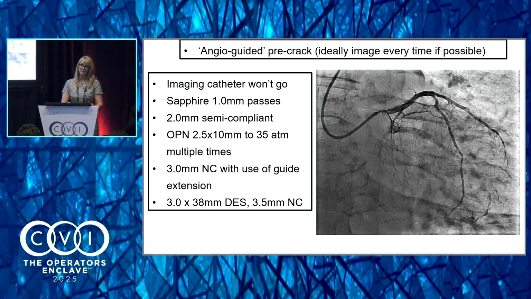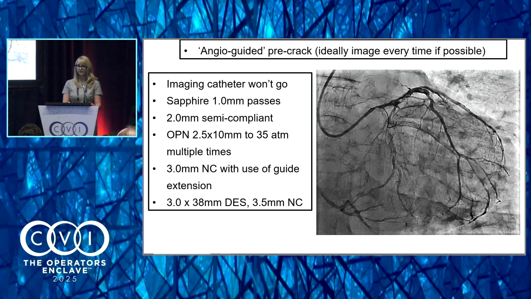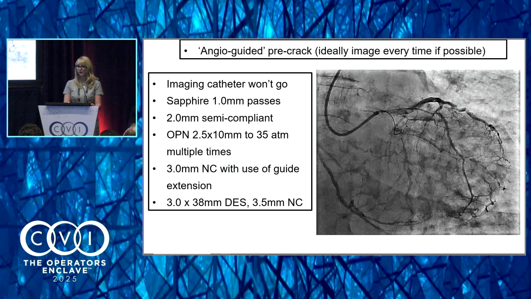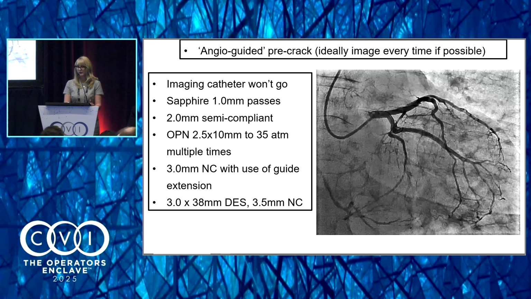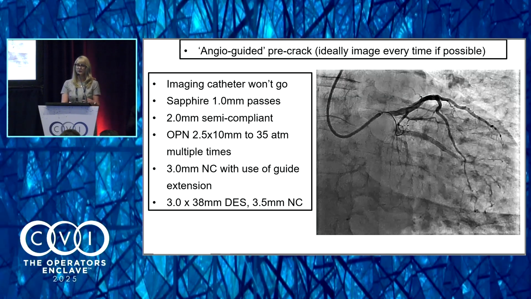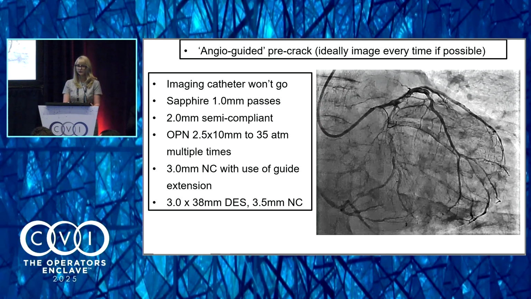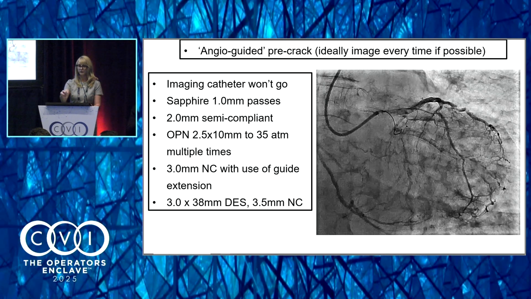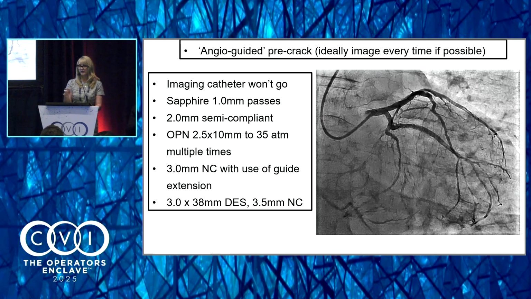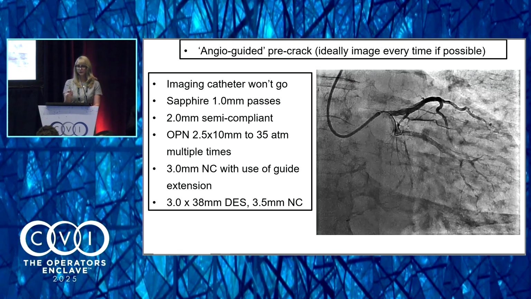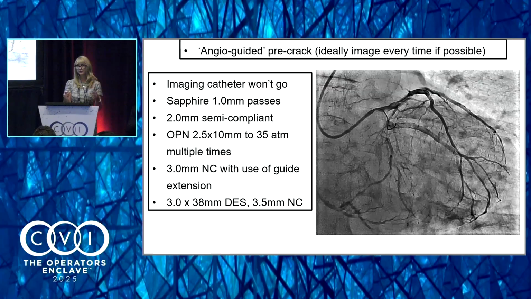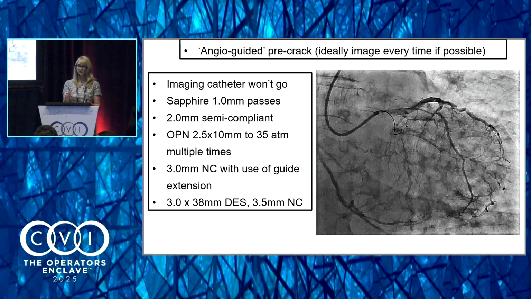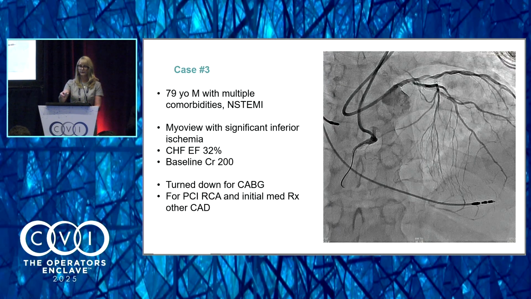Then I took a 2.5 OPN down. I inflated it to 35 atmospheres multiple times throughout the lesion. I was subsequently able to get larger NCs down, and with use of a deep-seated guide extension was able to deliver a drug-eluting stent with a reasonable final result. So again, I would encourage you to use imaging obviously for all of these cases, but even when you can't, if you downsize the balloon appropriately, you can proceed pretty safely with your intervention.